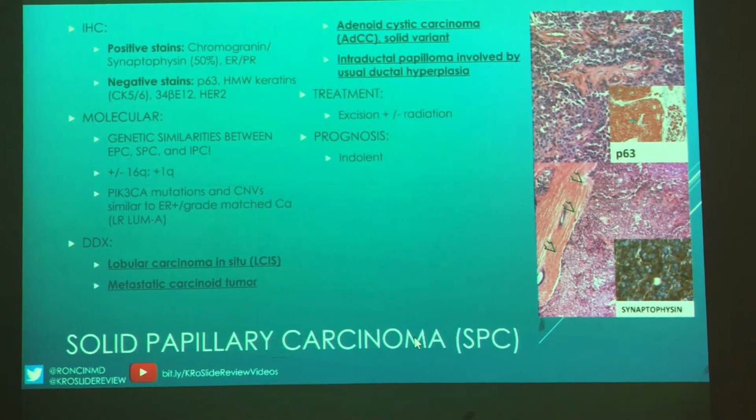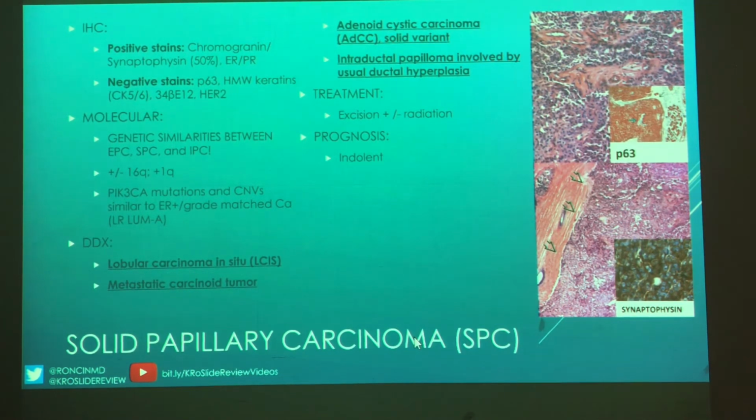Okay, so solid papillary carcinoma, we get into some different staining. It can have neuroendocrine differentiation, right? So our neuroendocrine markers could be positive. Hence the name. Yeah, the alternative name. Exactly. But if you were worried that this was a metastatic neuroendocrine tumor, your ER and PR should be negative in a metastatic tumor, but it'll be positive in SPC.